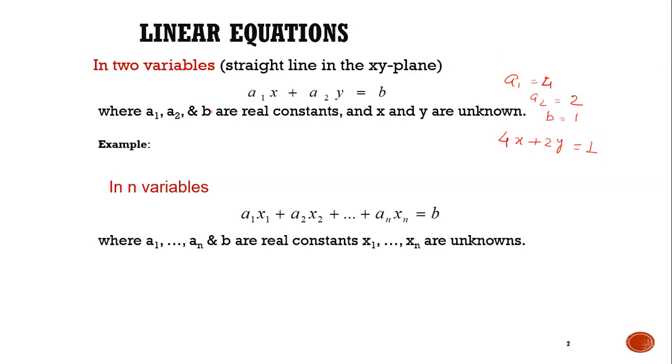In n variables we can write a1x1 plus a2x2 plus so on plus anxn equal to b, where a1, a2, an and b are real constants and x1, x2, xn are unknowns. Okay, so we can write it in n variables.